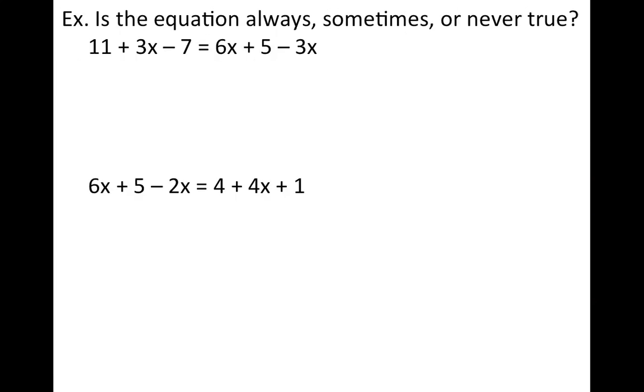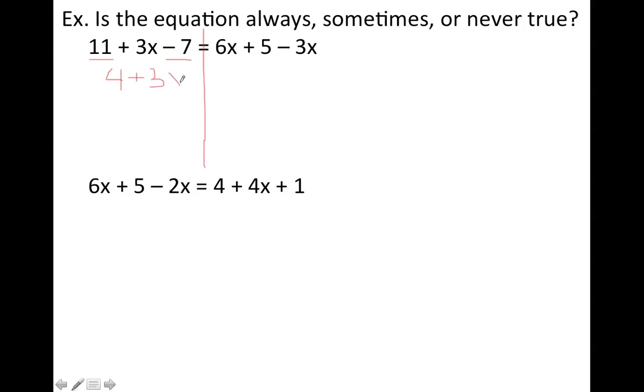Next, to determine if these equations are always, sometimes, or never true, we have to solve them out. So draw your line down the middle. And my first suggestion would be to combine like terms on one side. So if I see 11 and negative 7, that's going to combine to 4 plus, and we still have 3x.